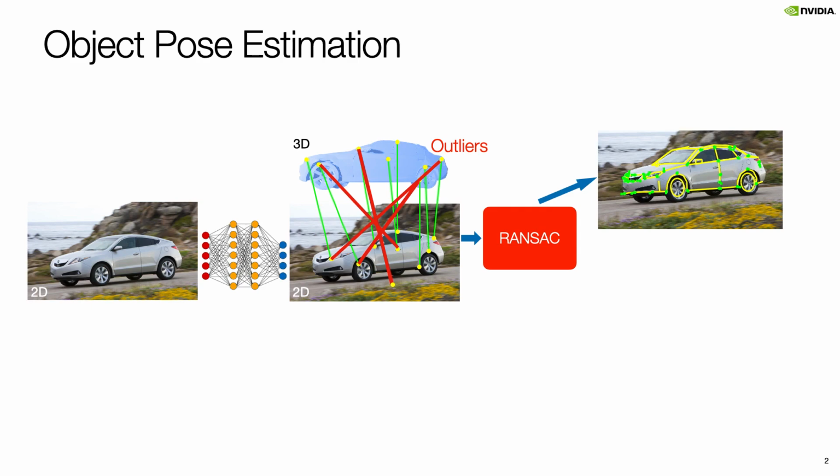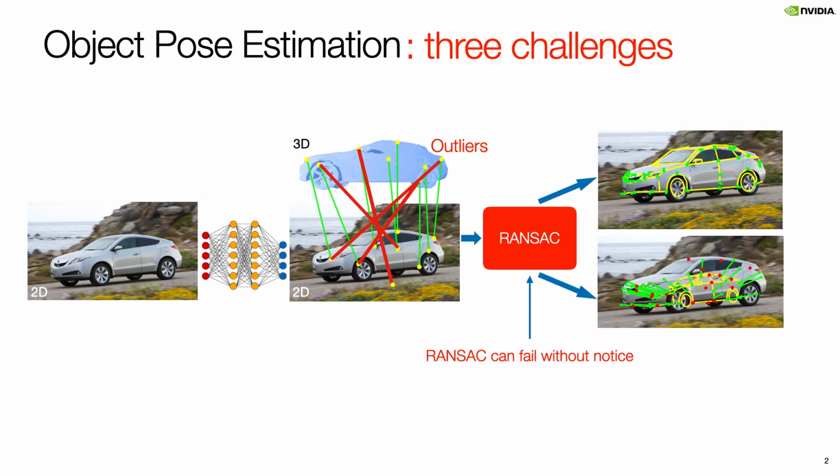So what can possibly go wrong with this two-stage pipeline? We argue that there are three challenges associated with this pipeline. The first challenge is that RANSAC and similar algorithms can fail without giving any notice.